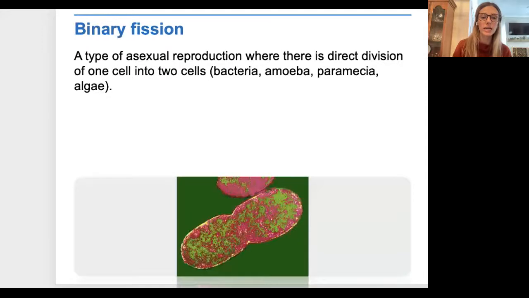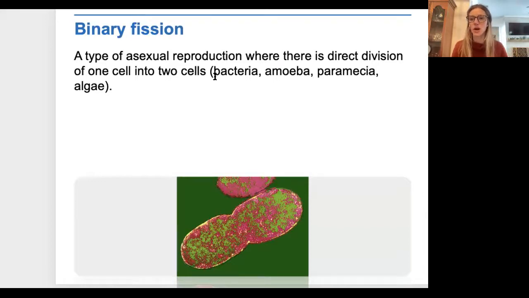So now we're going to get into types of asexual reproduction. Instead of saying binary fission, type asexual reproduction and then write underneath it number 1, binary fission. This is a type of asexual reproduction where it is a direct division from one cell into two cells.